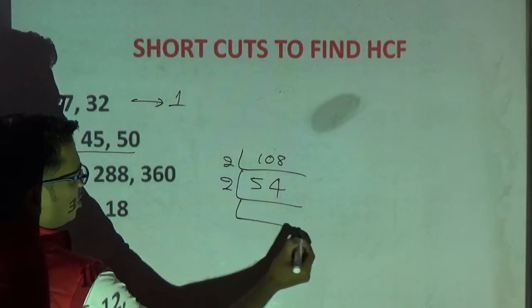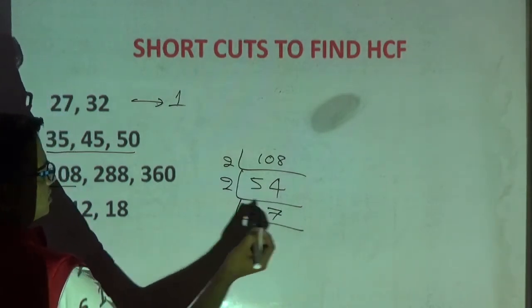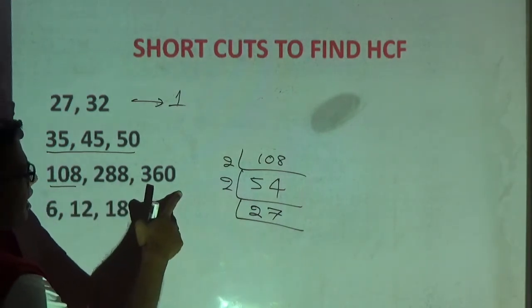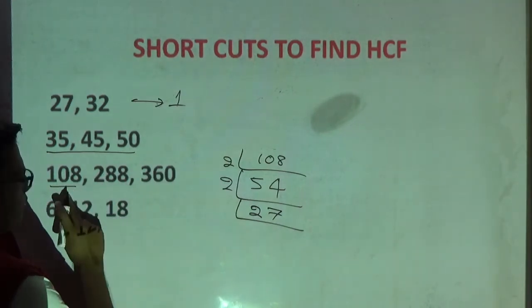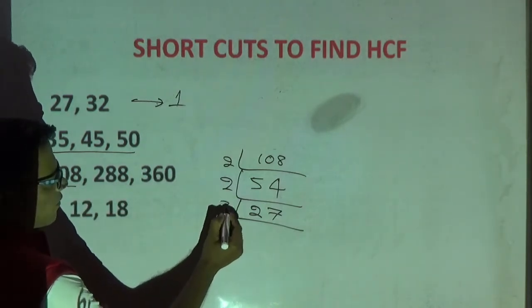2. 2 how many times? 2 2s is 4. Okay, then 2 7s, 27 times. Now you check whether I can divide by 27. Okay, whether you can divide by 27? No, I cannot divide by 27. Still I will go further now. I will go for 3.